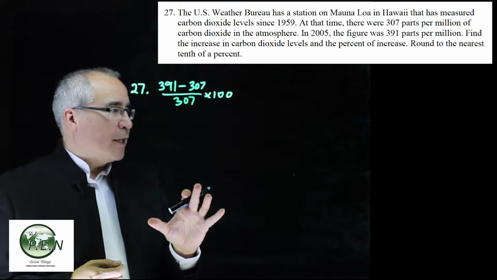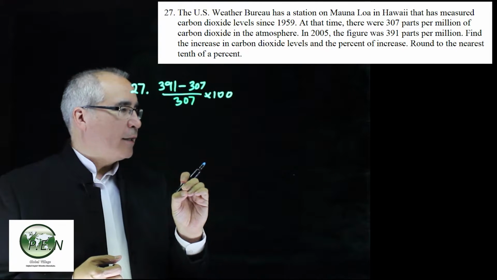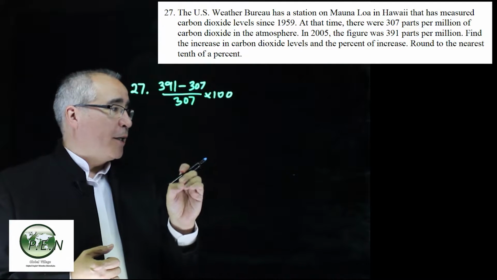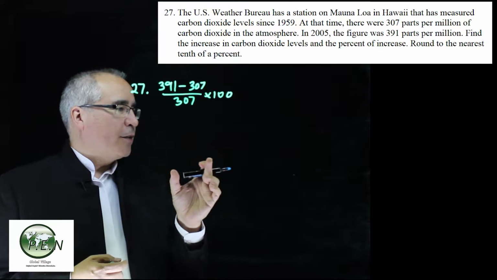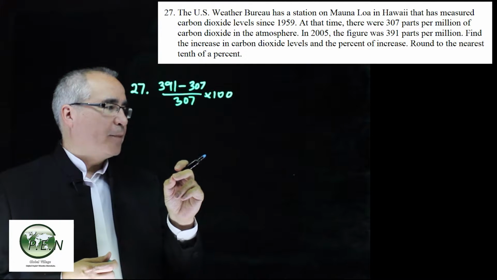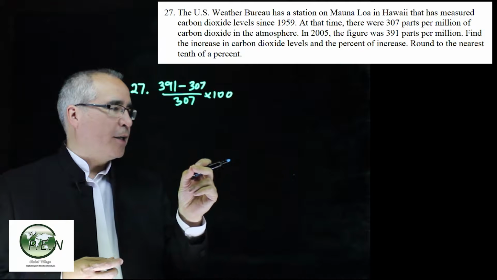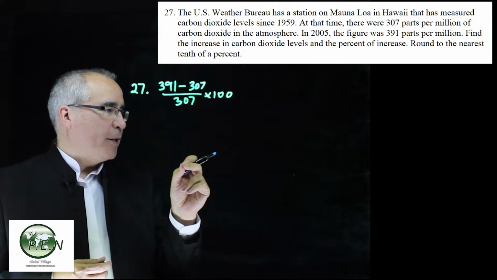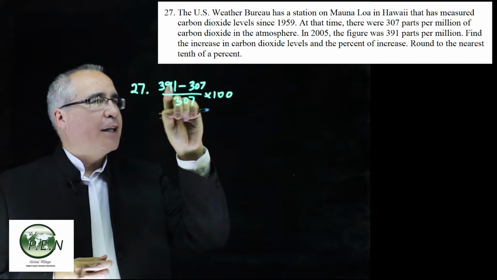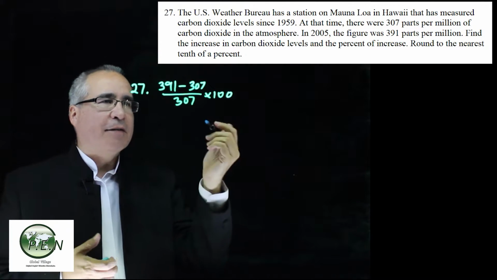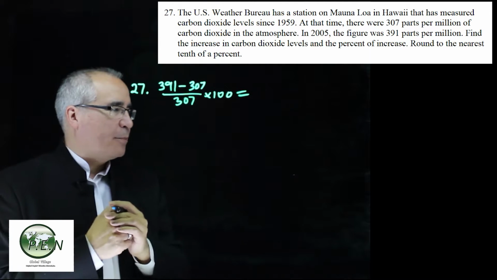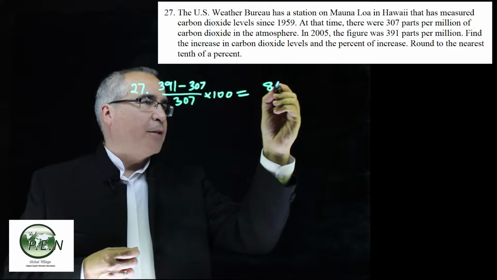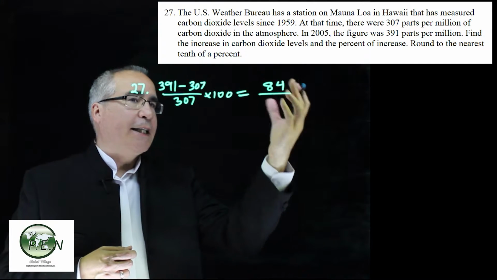Okay. We could also think about this, that they told us that, well, if we read it, right? The U.S. Weather Bureau has a station in Mauna Loa in Hawaii that has measured carbon dioxide levels since 1959. At that time, there were 307 parts per million carbon dioxide in the atmosphere. 2005, the figure was 391 parts per million. Find the increase. So we know it's going to be an increase. That helps us know how to set this up. We've got to get a positive value, right? Okay, all that put together, 391 minus 307, that gives us 84 parts per million increase.